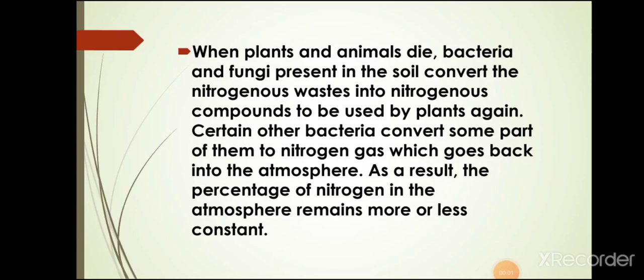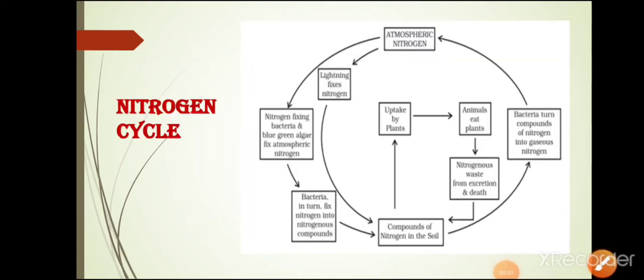When plants and animals die, what happens? The bacteria and fungi present in the soil convert the nitrogenous waste into nitrogenous compounds which are used by the plants again. There are certain other bacteria which convert some part of the nitrogenous compounds back to nitrogen gas, which goes back into the atmosphere. As a result of this, the percentage of nitrogen in the atmosphere remains more or less constant.